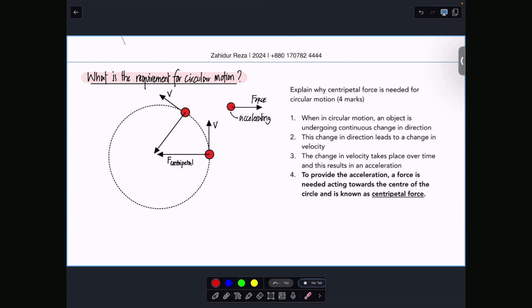So yeah, when an object in circular motion is undergoing continuous change in direction, this change in direction leads to a change in velocity. The change in velocity takes place over time and results in an acceleration. To provide this acceleration, a force is needed acting towards the center of the circle, known as the centripetal force.